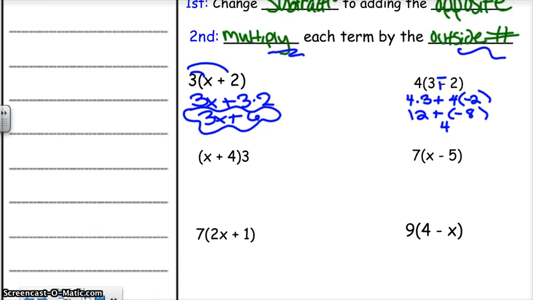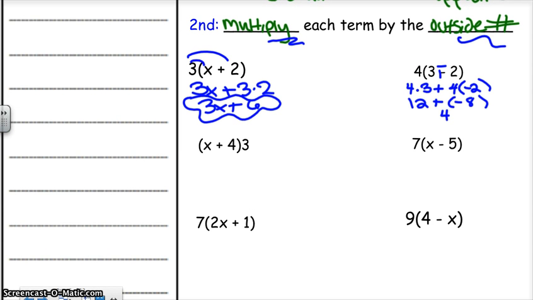3 times x plus 4. Multiplying the x and the 4 by the outside number, I get 3 times x plus 3 times 4. 3x plus 12 is the final answer. I cannot combine them. They are not like terms. It is not 15x. It's just 3x plus 12.